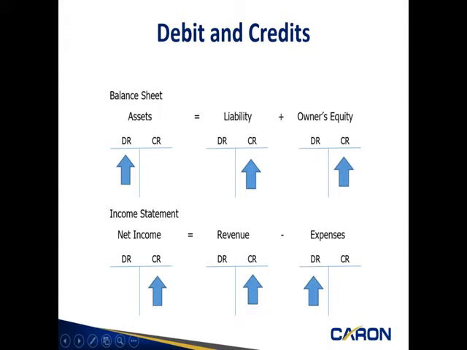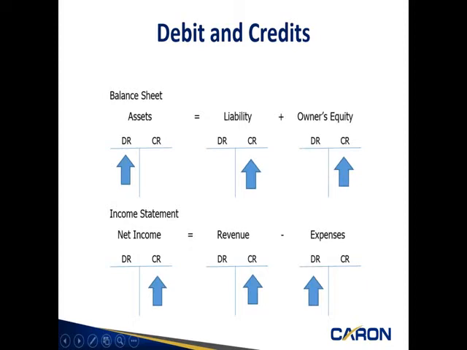So if you increase an asset, it's going to be a debit. Increase a liability is going to be a credit. Owner's equity is going to be a credit. And for revenue, increase revenue is credit. Increase expenses is a debit. As you notice, on the left-hand side is a debit. On the right-hand side is a credit. So when I say that I'm debiting something, it means I'm putting it on the left-hand side. If I say I'm crediting the account, I'm putting it on the right-hand side.